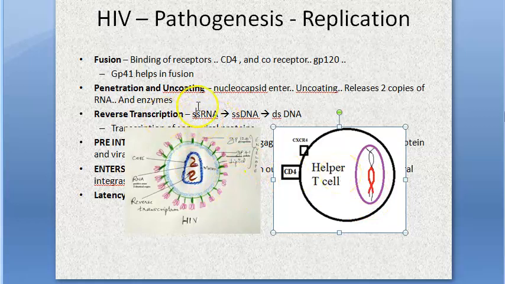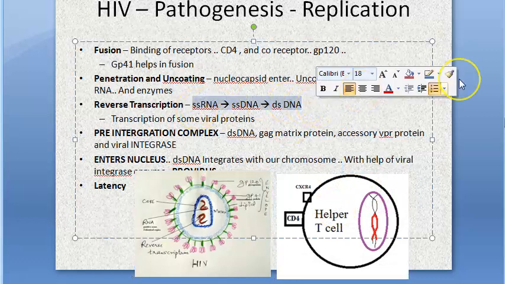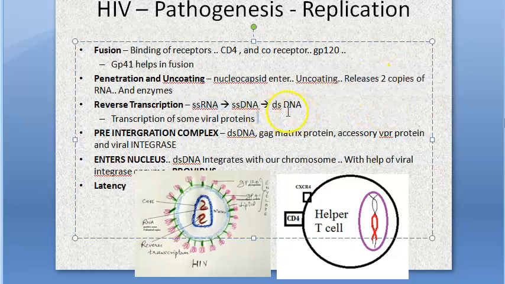The single-stranded RNA becomes single-stranded DNA, becomes double-stranded DNA. Now, the double-stranded DNA makes some proteins that are required for the virus. Then there's a pre-integration complex of this double-stranded DNA, the GAG matrix protein, the accessory VPR protein, and viral integrase. Viral integrase you should not forget. This is the enzyme that helps the virus to bind to our chromosome.